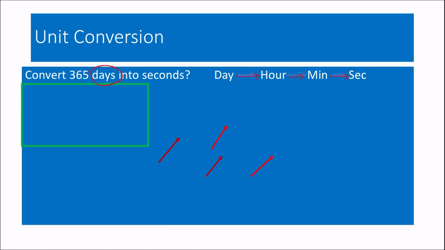So to convert days into seconds, you need to know about the conversion factors. You know that 1 day is equal to 24 hours, then 1 hour is equal to 60 minutes, 1 minute is equal to 60 seconds. So you know these conversion factors. So let's begin how to convert 365 days into seconds.